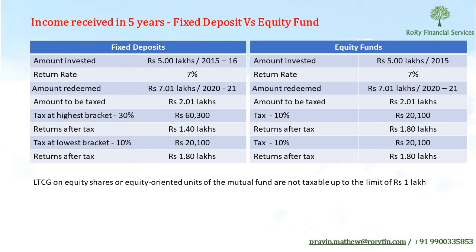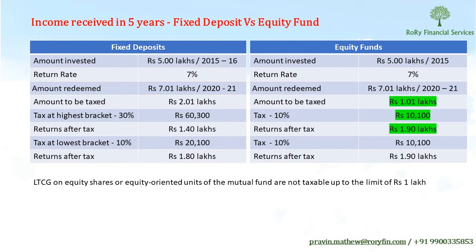So now what we were thinking is that the amount to be taxed was 2.01 lakhs. But if you take away that first 1 lakh, which doesn't need to be taxed, then your amount to be taxed itself comes down. It comes down to 1.01 lakhs. Your tax is charged at the rate of 10% on this gain. So it becomes 10,000 rupees and your returns after tax go up to 1.90 lakhs. Almost a 50,000 rupees difference in this example, right?